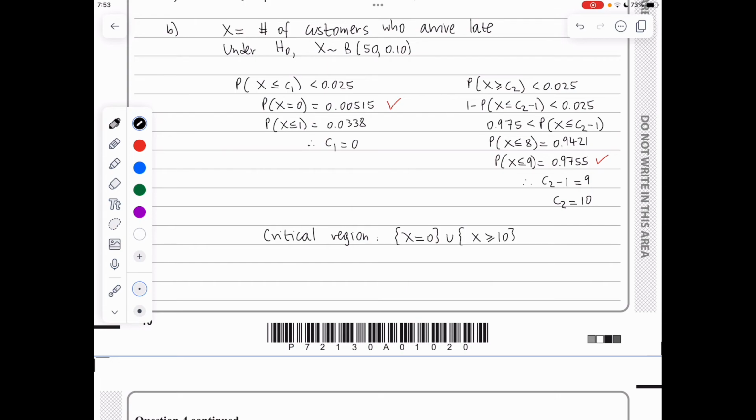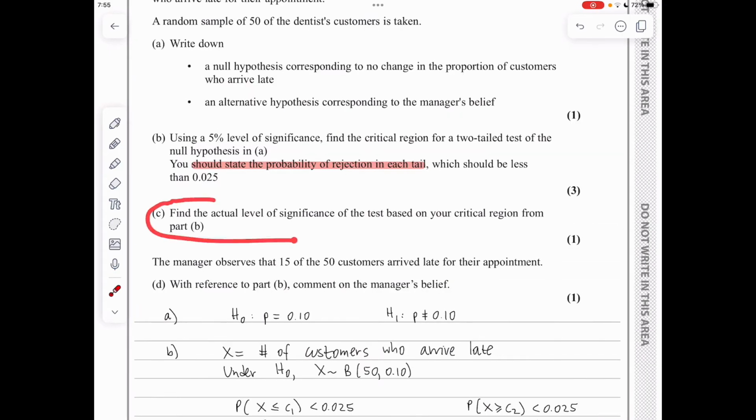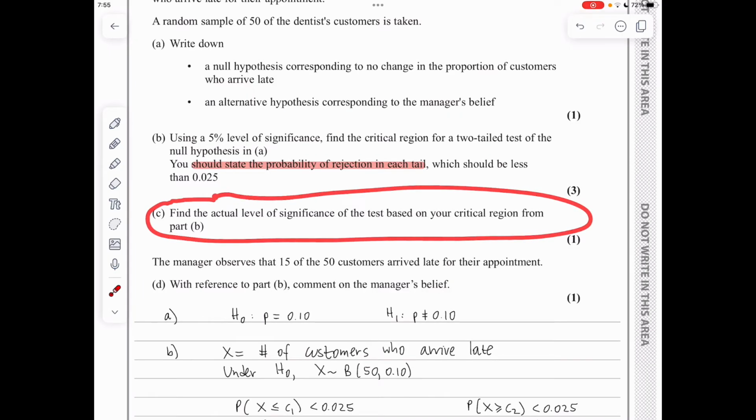What we are still missing though is the statement of the probability of rejecting the null hypothesis. So the rejection probability on the left tail is the probability of X being 0, which is 0.00515, and on the right tail it's the probability of X being greater than or equal to 10, which is 1 minus the probability of X less than or equal to 9. This is 1 minus 0.9755, which turns out to be 0.02454.